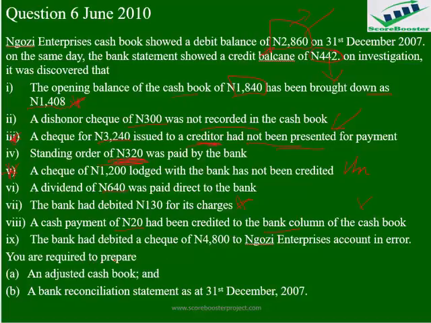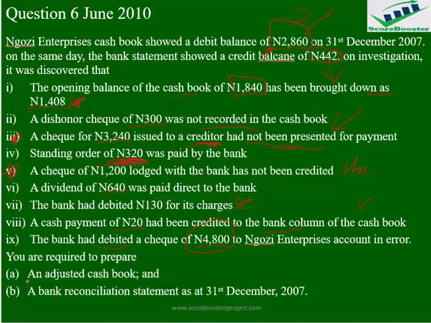Then the bank has debited a check of 4,008 to the account in error. That is, your bank also committed an error here. 4,008 was debited to the account. That is, you receive a statement showing somebody has withdrawn 4,008 from your account. So how do we adjust for this?